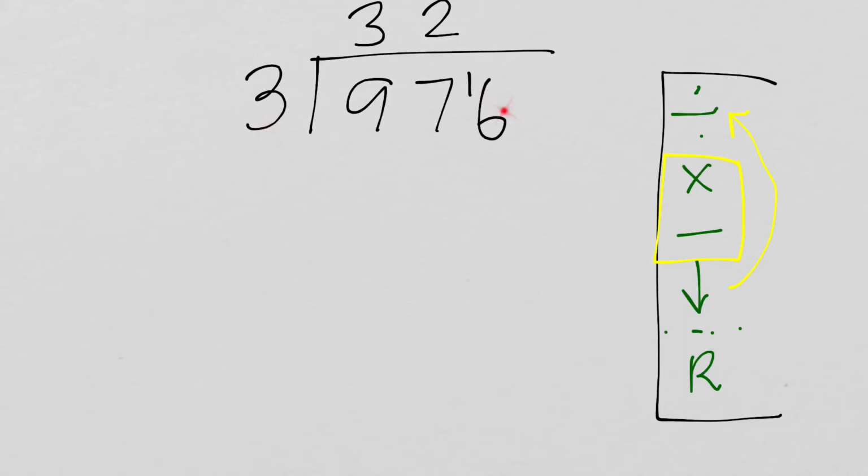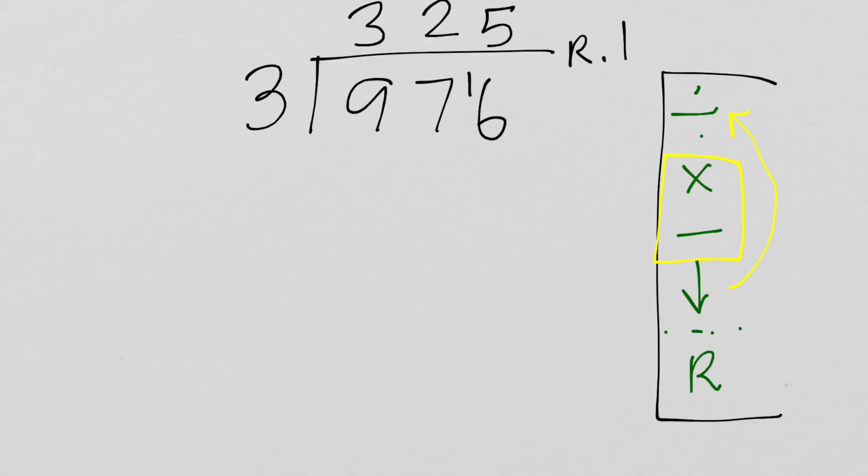So 3 now into 16 goes 5 times, right? So the 5 gets written up here, because 5 times 3 is 15. So what's left over? Again, it's a 1. Nothing to put it in front of, so that's the remainder. And there's your answer. So it's a lot faster. You don't have to bring anything down.